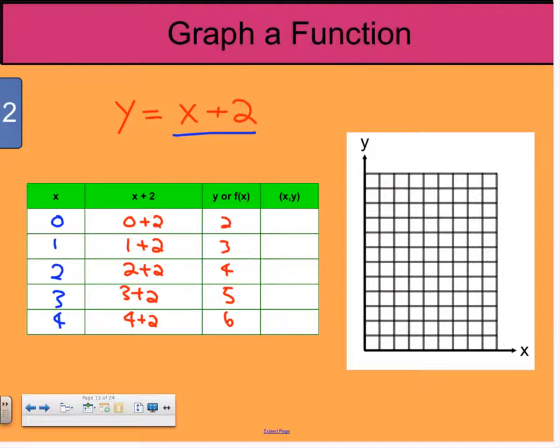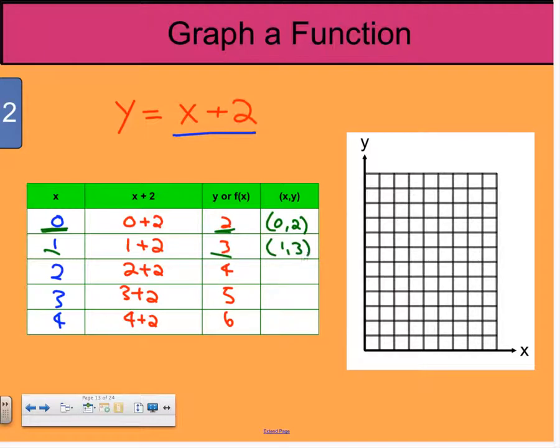Very good. So we're getting the idea. Now we just have to remember that my coordinate pair is the x value along with the y value. So the first one's going to be 0, 2. The second one would be 1 and 3.